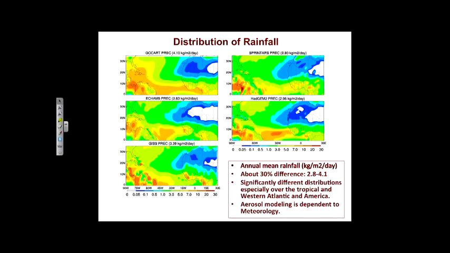This is rainfall, and it could be 2.8 to 8.1. This number is not small, it's a 30-40% difference. So if you are 40% drier, then maybe you increase the wet removal efficiency more. And the distribution is not the same. So that's something we have to be careful about when we do intermodel comparison.